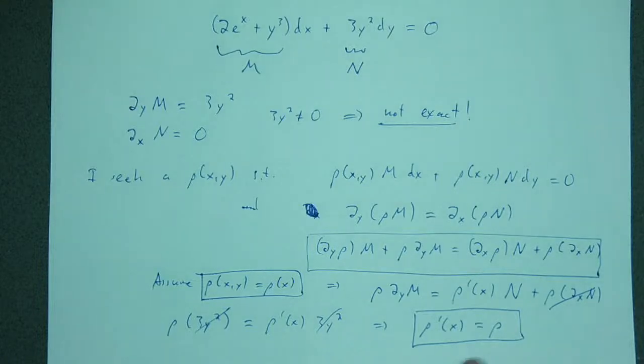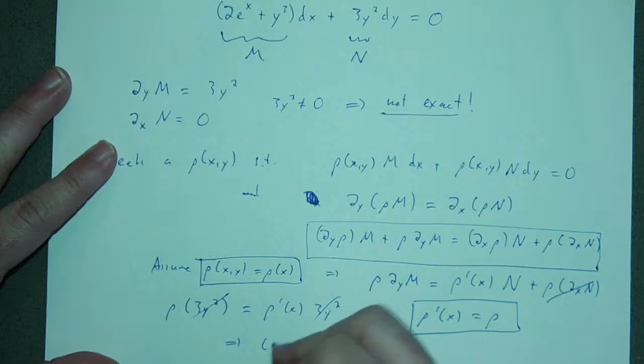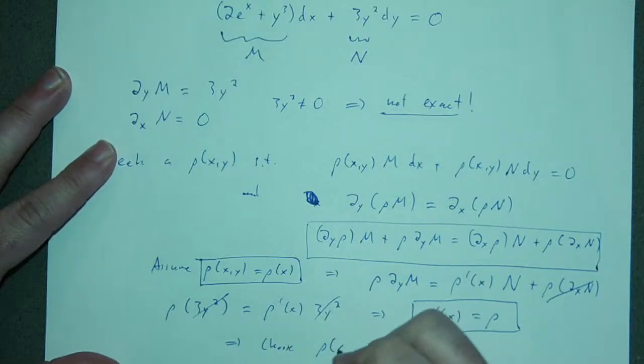So, in this case, I did in fact get a first-order linear equation. But my first-order linear equation is particularly simple. This is one that we solved on day one of class without knowing how to solve a general first-order differential equation. So if we want a rho that only depends on x and satisfies the differential equation rho prime equals rho, an easy choice here is rho of x equals e to the x.